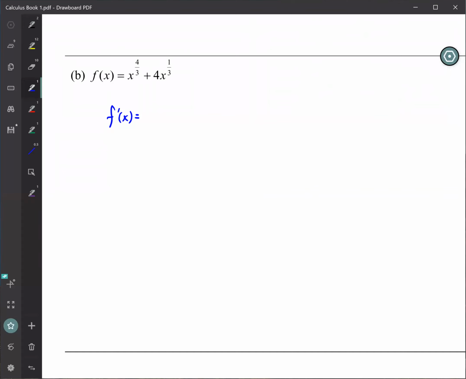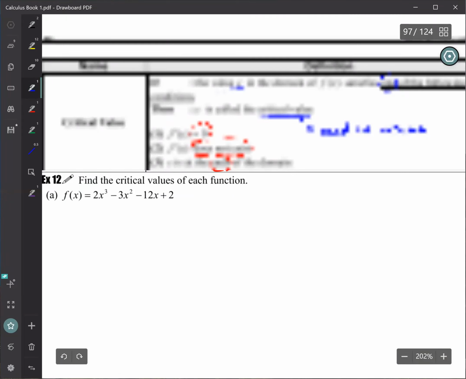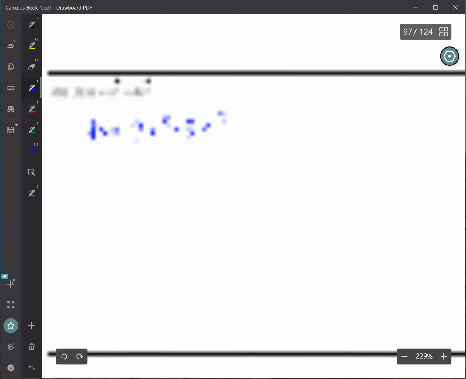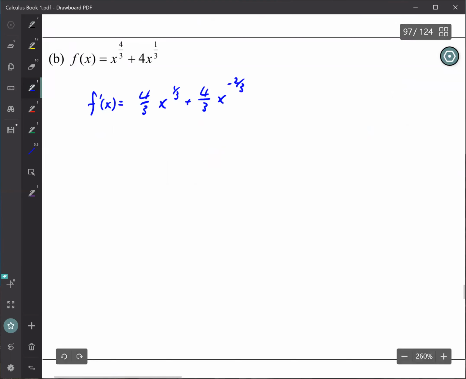I have 4/3 x to the power of 1/3 plus 4/3 x to the power of -2/3. Okay. Right, and then we can simplify this, because right now we want to find out the places that make it equal to 0 or undefined. So instead of making it equal to 0 first, I want to simplify first.